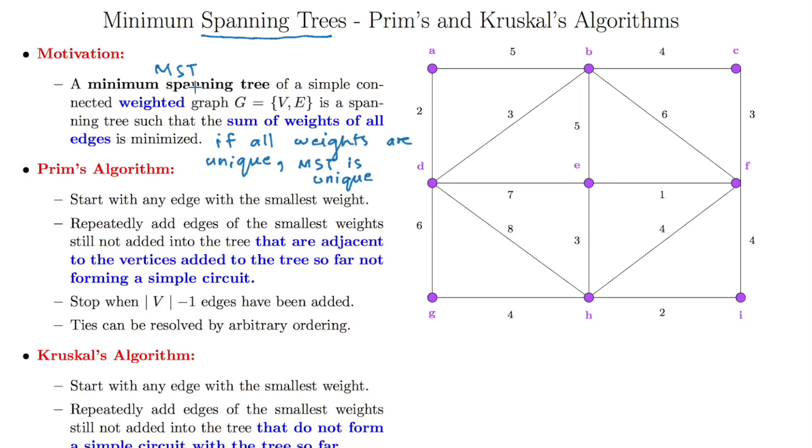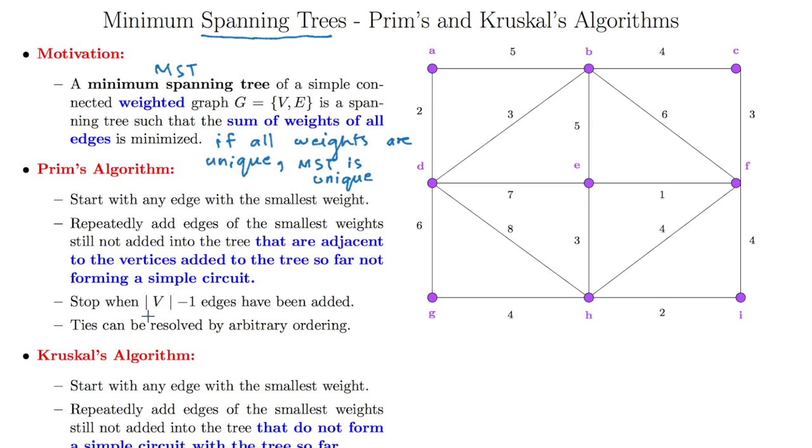Okay, so what are the algorithms? There are several algorithms, but the two most common are Prim's algorithm and Kruskal's algorithm. Let's briefly describe what's happening in both of these, and then we will do an example followed by the pseudocode of each of them. For Prim's algorithm, we start with any edge with the smallest weight, and we repeatedly add edges of smallest weights which are not in the tree, that are adjacent to the vertices added to the tree so far, and they do not form a simple circuit.